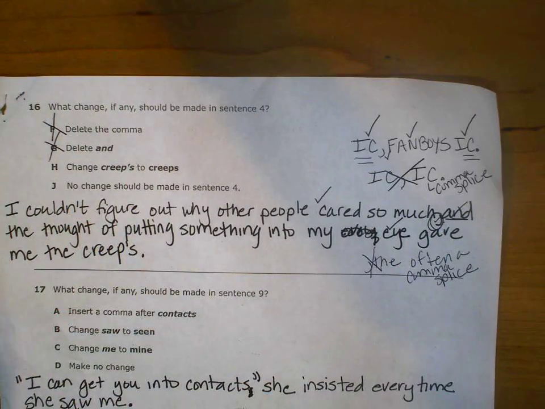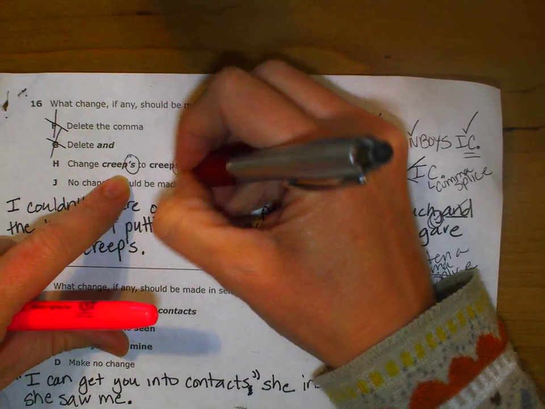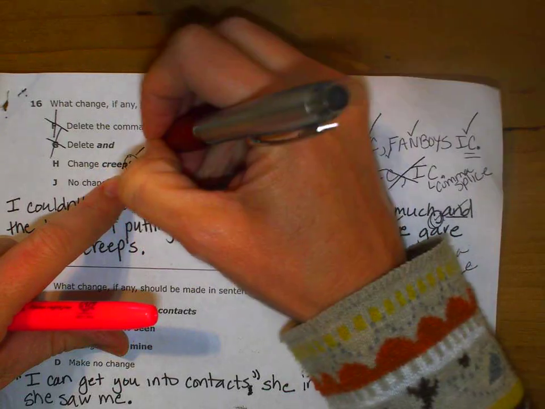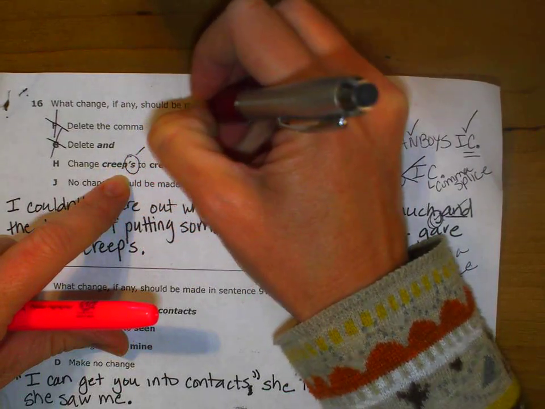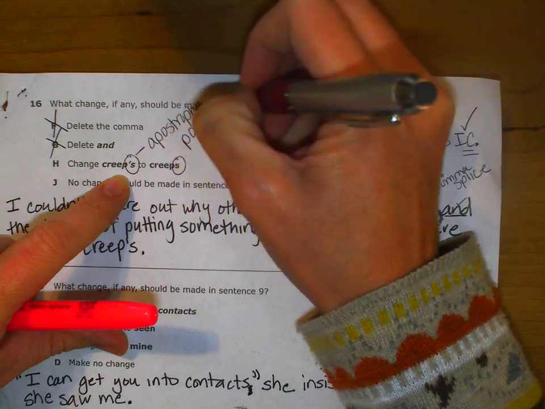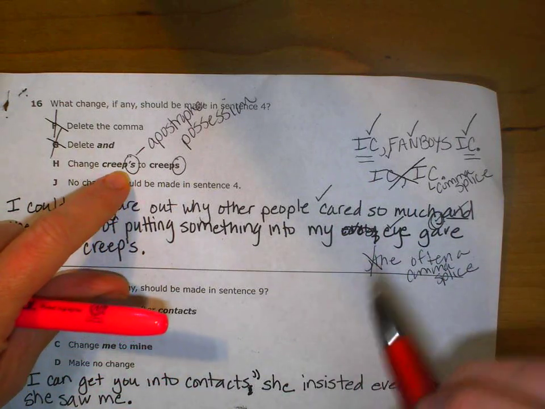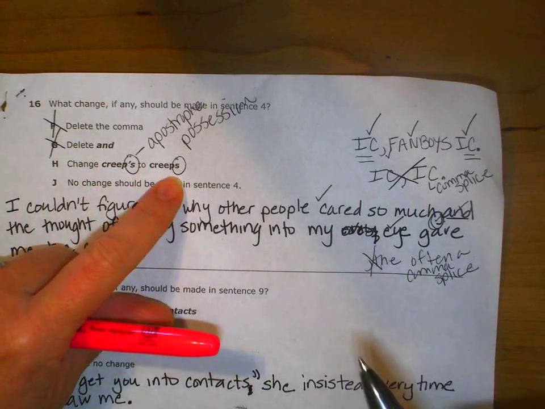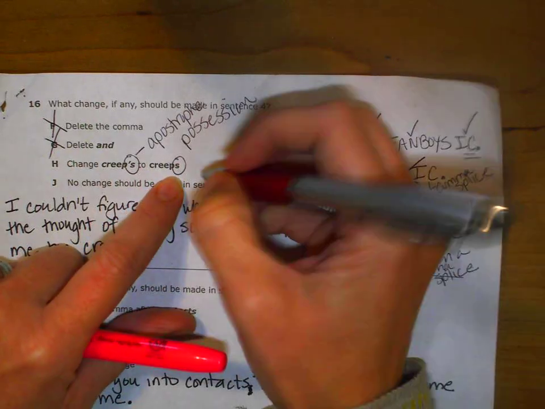Now it says change creeps with an apostrophe to creeps without an apostrophe. And I know that apostrophes show possession or contraction. Okay? So this means the creeps are owning something. And this means creeps is plural. It's more than one creep. So let's check. Here's my strategy.